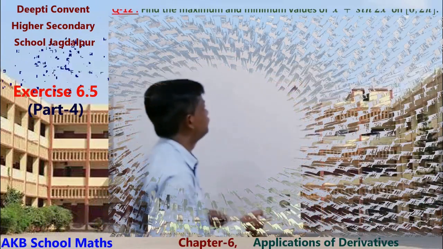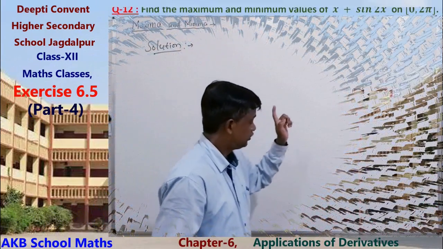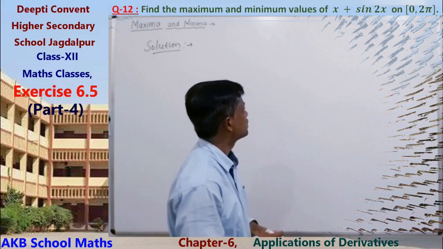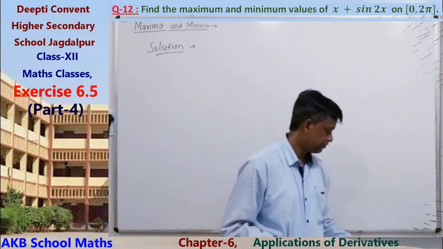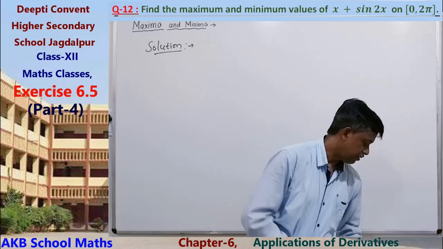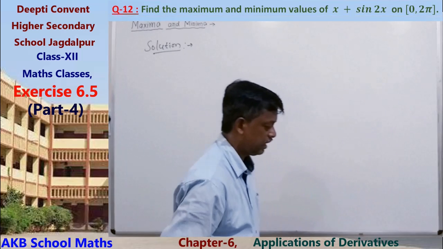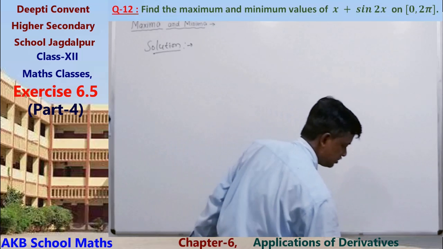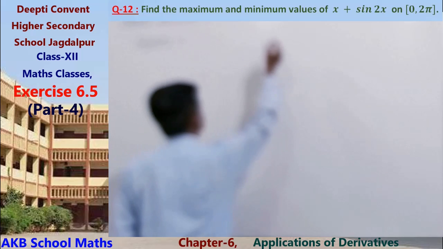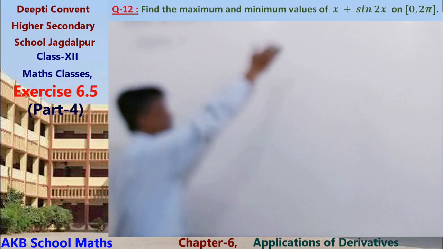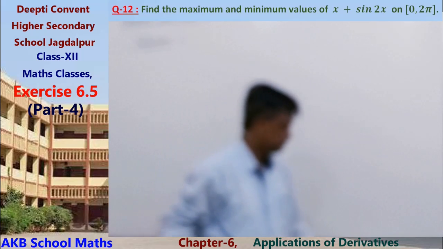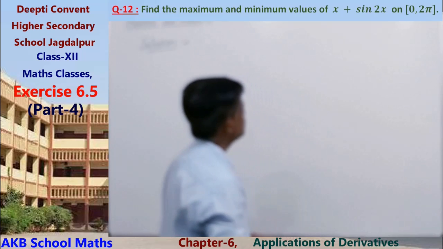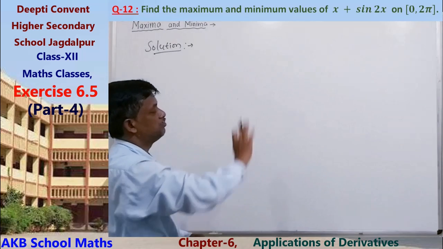Take question 12 of exercise 6.5. Find the maximum and minimum value of x plus sine 2x on 0 to pi.